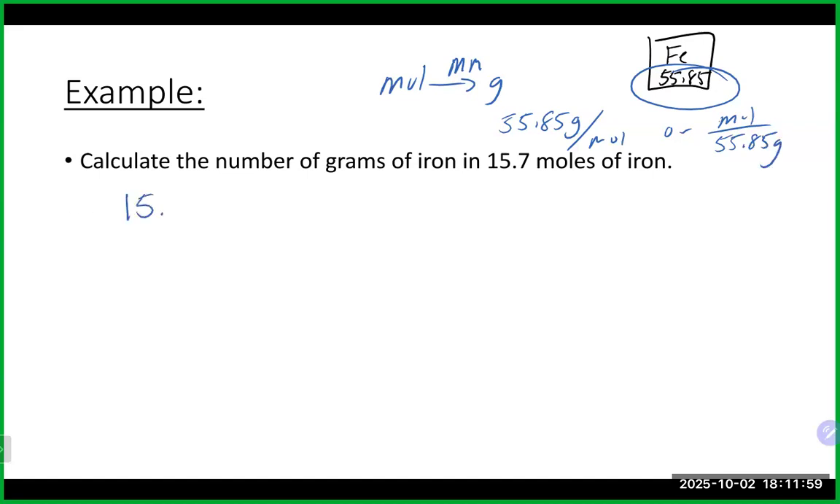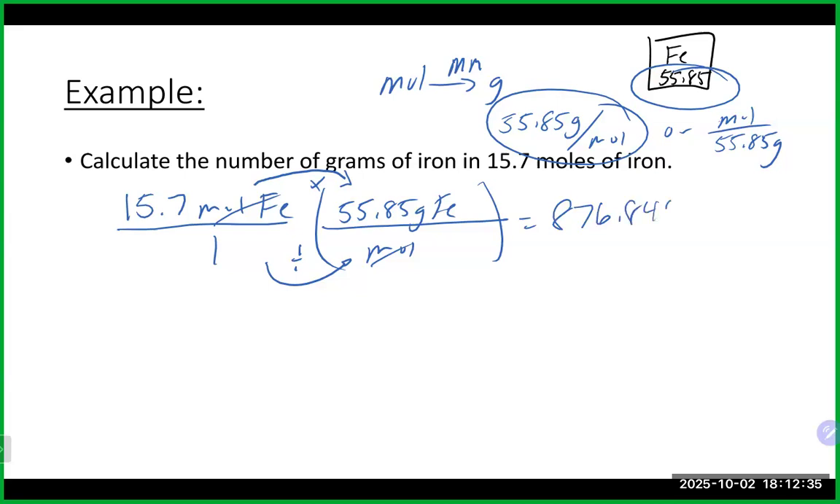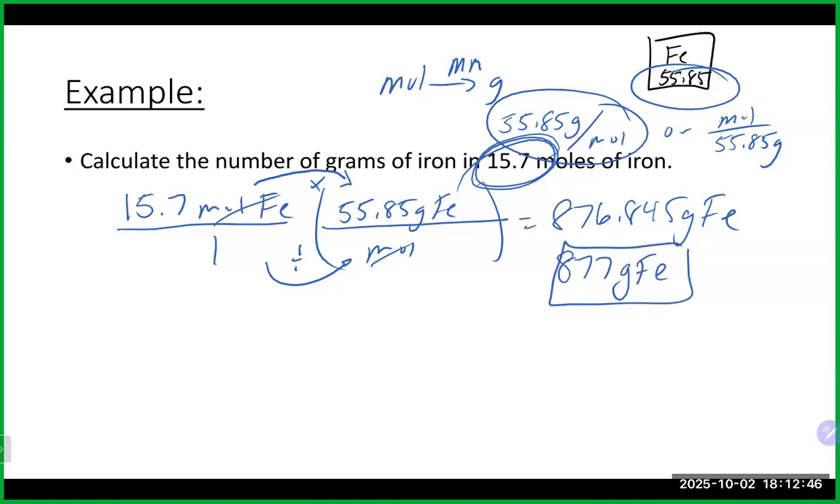So taking a dimensional analysis approach, we start with 15.7 moles of iron. Remember, opposites cancel, so moles are on top and I would clearly need moles on the bottom here, and we would do 55.85 grams of iron per mole. Remember, when you set up dimensional analysis, you're always multiplying the top and dividing the bottom. So our moles are going to cancel, and that should yield 15.7 times the 55.85. That's going to be 876.845 grams of iron. Sig fig wise, we're looking at 3, so maybe 877 grams of iron. Questions on that one?